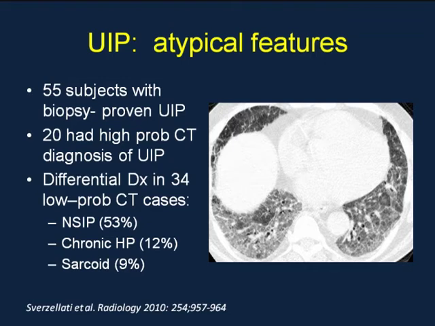Dr. Sverzellati found that of people who had undergone biopsy, only 20% had a high probable diagnosis of UIP, which is actually appropriate. The rest overlapped with CT appearances of NSIP, chronic HP, or sarcoid. So that's just a fact of life. There are some cases of UIP that have atypical features. We think that those people behave better than classic UIP.